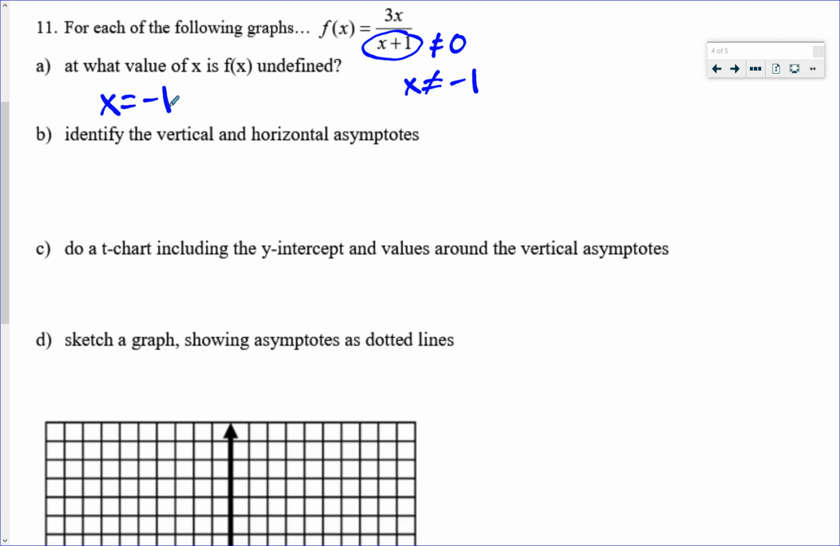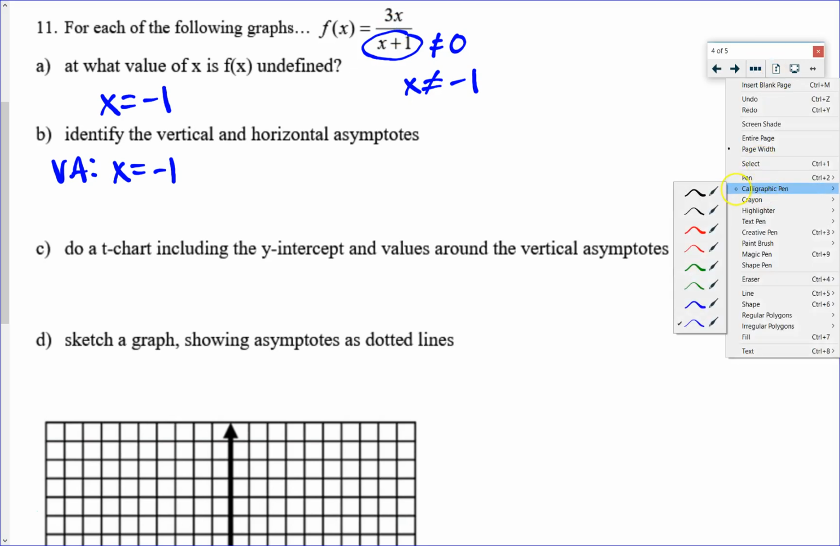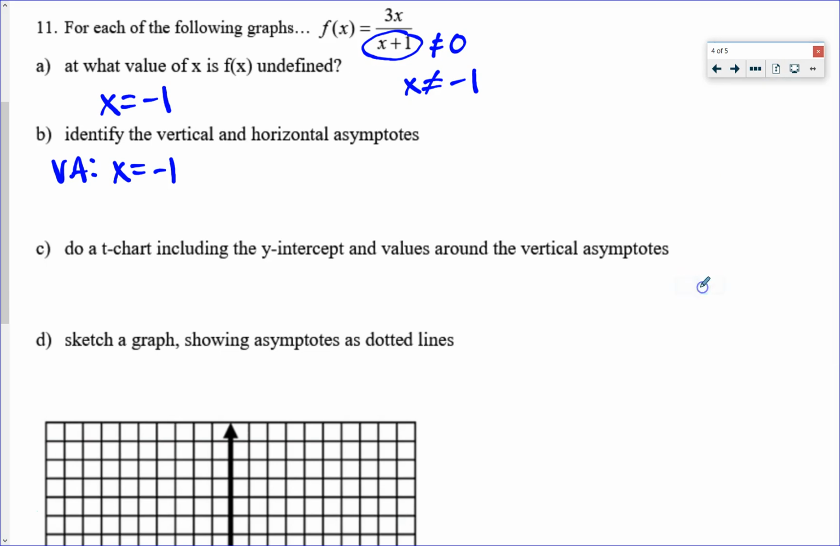Part B, identify the vertical and horizontal asymptotes. All right, well, what I just did in Part A helps me with my vertical asymptote. If we can't have an x of negative 1, we can't touch it. So my vertical line I cannot touch is also at x equals negative 1. Okay. Our horizontal asymptote this time, look for my highest power. They both have a power of 1. So our horizontal asymptote is going to come from our leading coefficients, which are 3 and 1. So it's going to be at y is equal to 3.